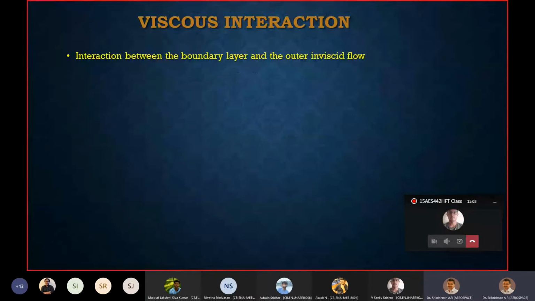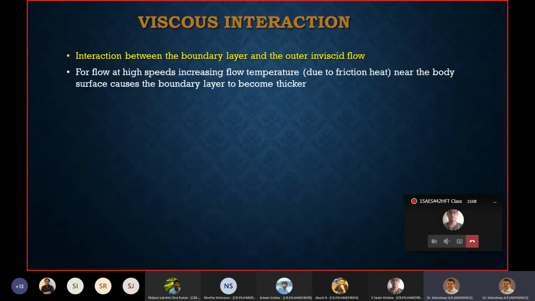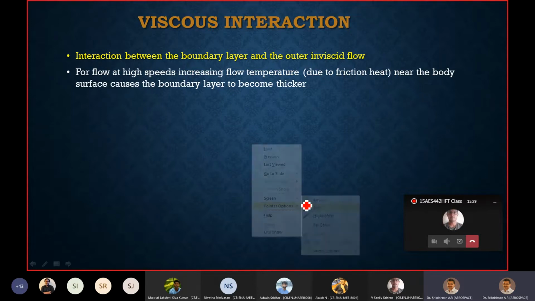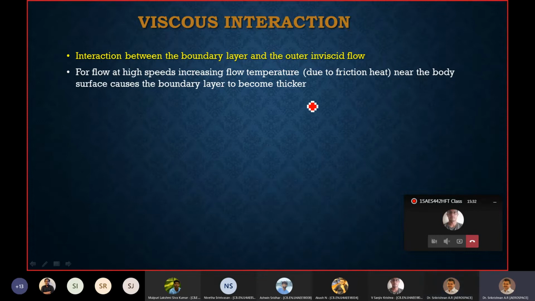Now, viscous interaction is interaction between the boundary layer and the outer inviscid flow. Boundary layer is the region close to the wall. Outer region, that is beyond the boundary layer, we can typically consider the flow to be practically inviscid. So the interaction between the two becomes important in hypersonic flows. This is because at high Mach numbers, the flow temperature increases. Why flow temperature? We are actually coming to that next. That is the high temperature effects.